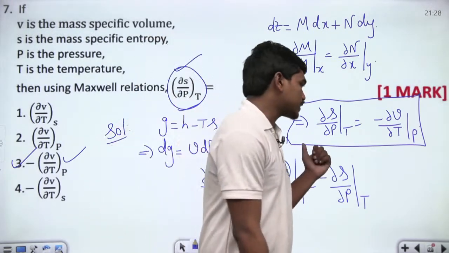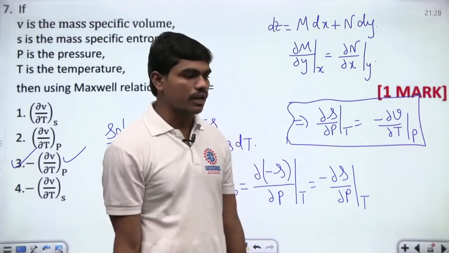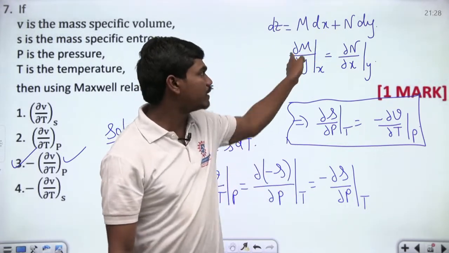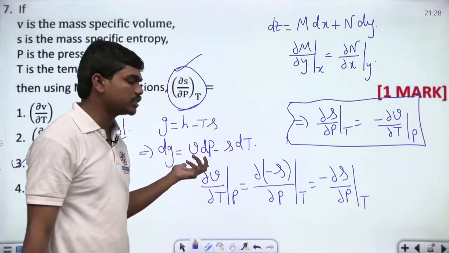Okay, so this is the correct answer because it's a simple Maxwell relation that you can easily derive at any point of time. Because you know, if this G is a property, then definitely this is the condition for exactness of the differential equation, and here this is a differential equation.